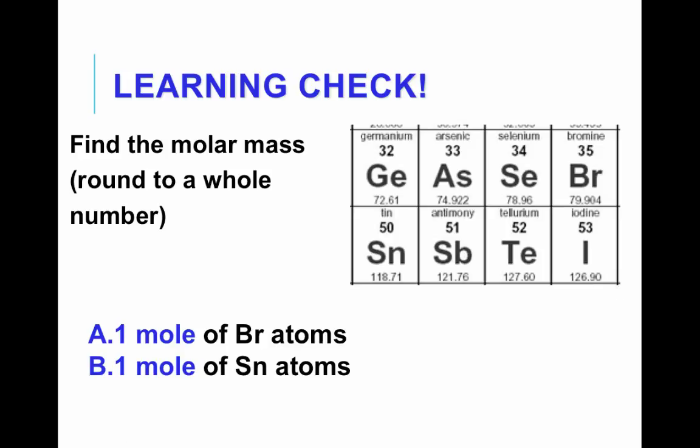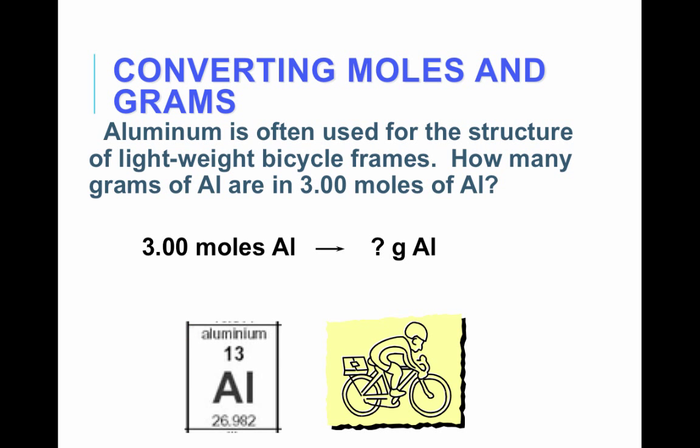So let's try this. Find the molar mass, making sure that you're rounding to a whole number, for 1 mole of bromine. You're right if you said 1 mole of bromine was going to be 80 grams. So our conversion is 80 grams of bromine is equal to 1 mole. 1 mole of tin, yep, that's going to be 119 grams of tin. So our conversion would be 119 grams of tin equals 1 mole of tin. So let's try a problem with that.